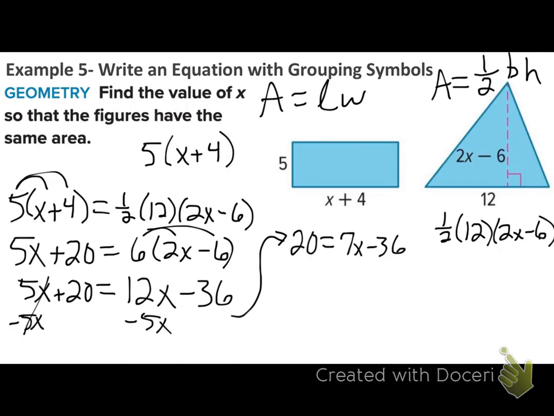You okay there? Are all my variables on the same side now? Yep. Now I need to get my constants to the other side, right? So how do I do that? Add 36 to both sides. 20 plus 36 gives me 56 equals 7x. Variables are on one side, constants are on the other. Now I can isolate the variable. How do I get x by itself? Divide by 7. 56 divided by 7 gives me 8. x equals 8. So the value of x, so that the figures have the same area, is x equals 8.